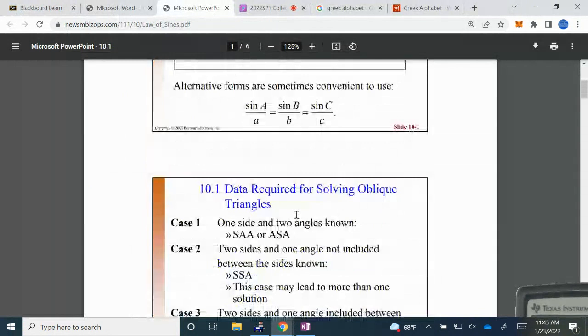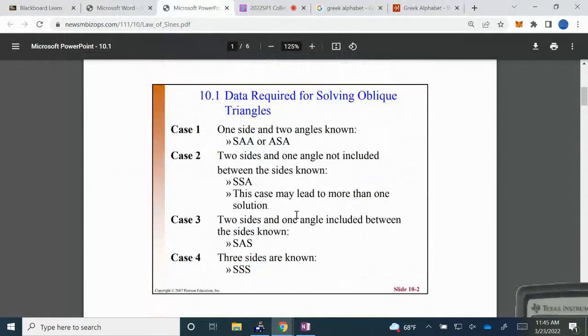All right, I want to go back to the lecture notes for one second, and I want to talk about the data that's actually required for solving oblique triangles. So we have what are called the different cases. Now, the cases aren't really that important, but there's one case that you need to be mindful of, and that's case number 2, and we'll see why in just a second. Case number 1 says this is the data you must have in order to solve an oblique triangle: side angle angle, or angle side angle.